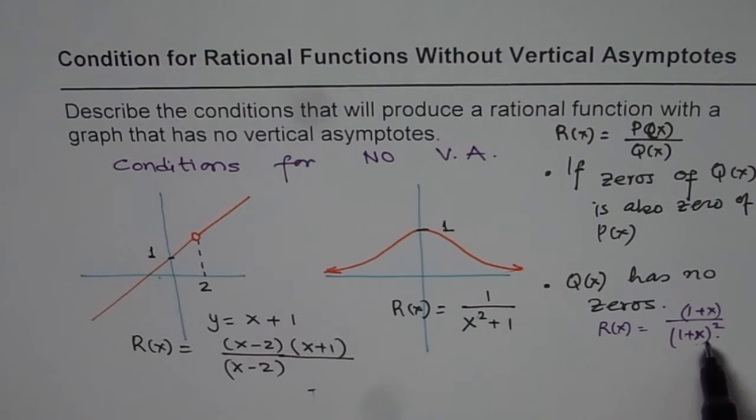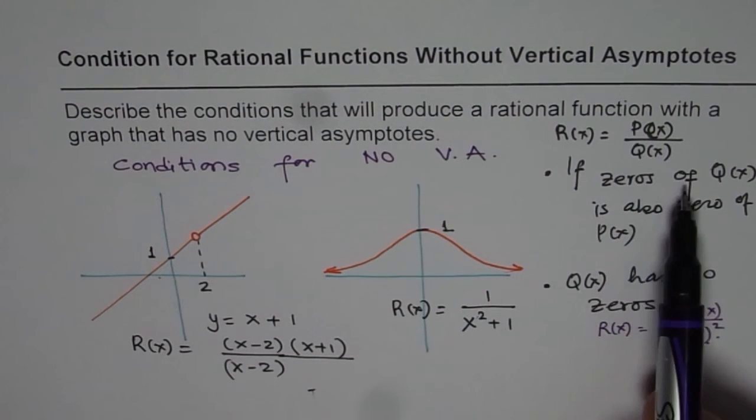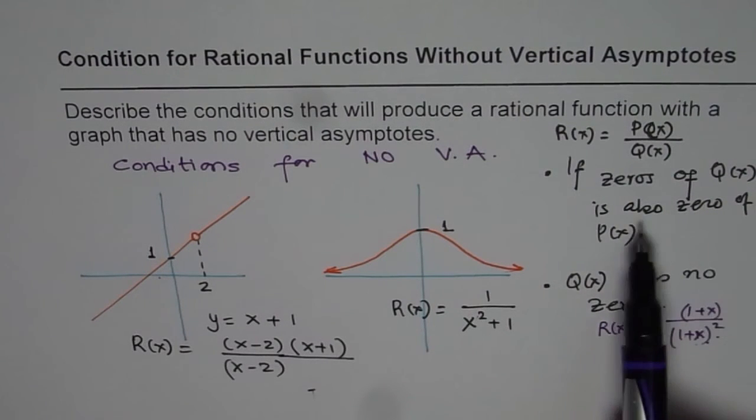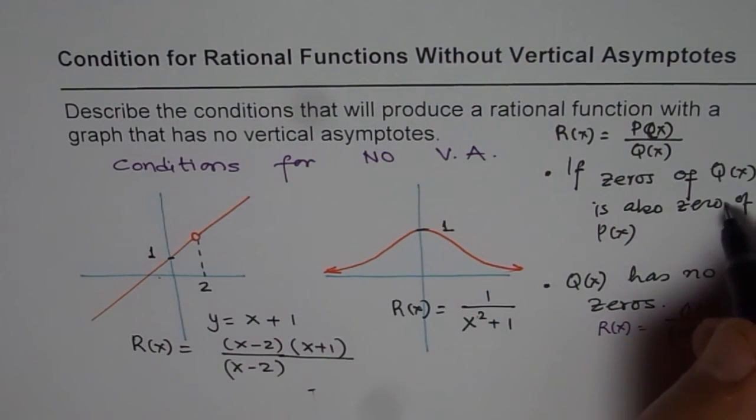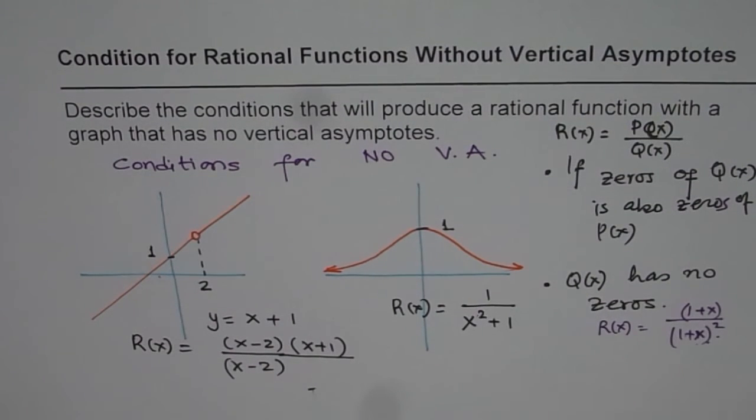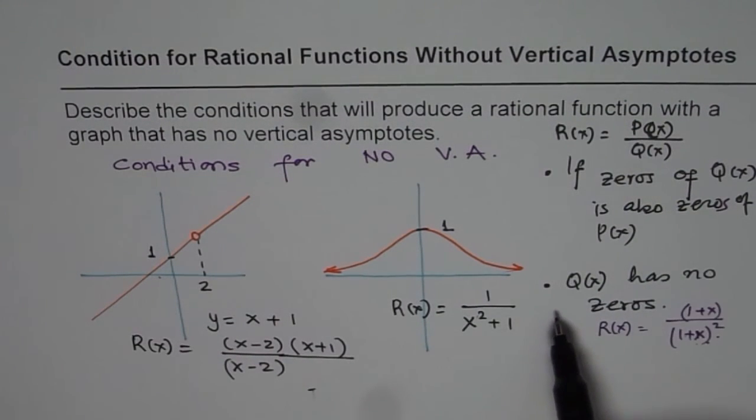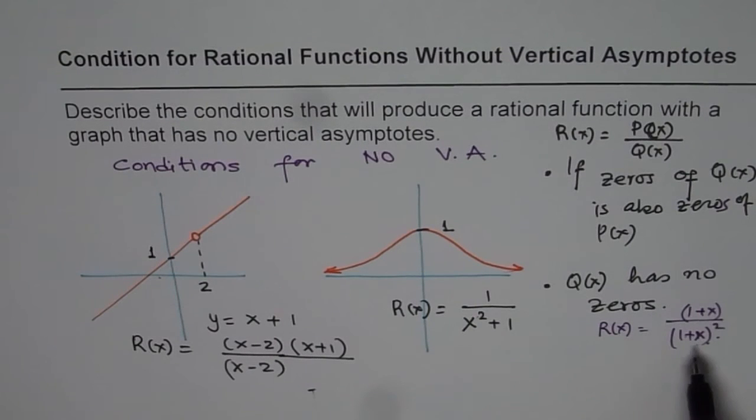So the important point is, if zeros of the denominator are also zeros of the numerator, all zeros should cancel out. If any one of them remains, then that will result in a vertical asymptote. So that is how you can summarize the conditions for a rational function without a vertical asymptote. I hope that helps. Thank you.